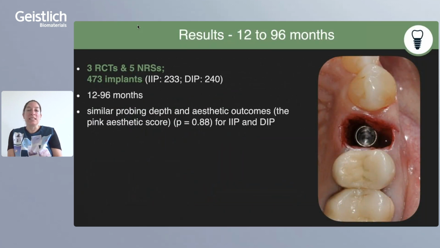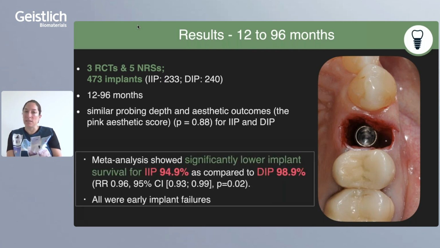What did they find? They did find 3 RCTs and 5 non-randomized studies with more than 470 implants, with a follow-up between 12 and 96 months, so quite long follow-ups. And they did see similar probing depth around the placed implants and similar aesthetic outcomes when comparing these two types of timing for implant placement.